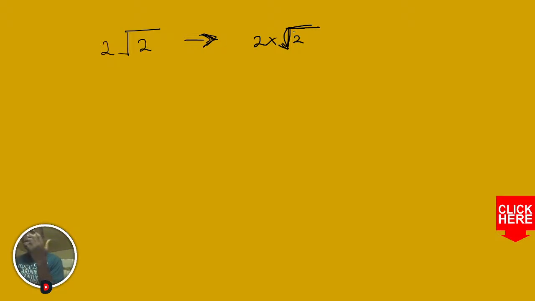So it's actually good for you to know that when you have A root B, the operation between A and root B is A times root B. That is the concept, and it's going to help us solve this particular question. So this is the question. Let me just write it here.